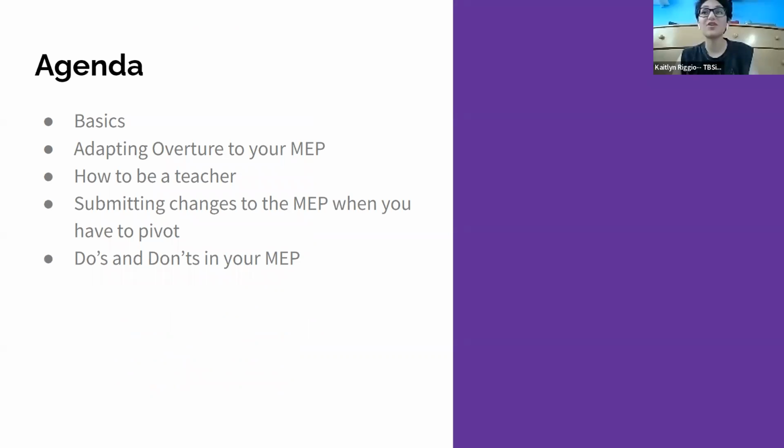Yeah, so before we get rolling into the actual content of the workshop, we're going to take a quick look at what we're going to be covering over the course of the workshop today. So by the time you leave here today, you'll know about the basics of Overture, including why we use Overture as an organization. You'll have some new ideas for how to adapt Overture to fit the needs of your chapter as well as your membership class.